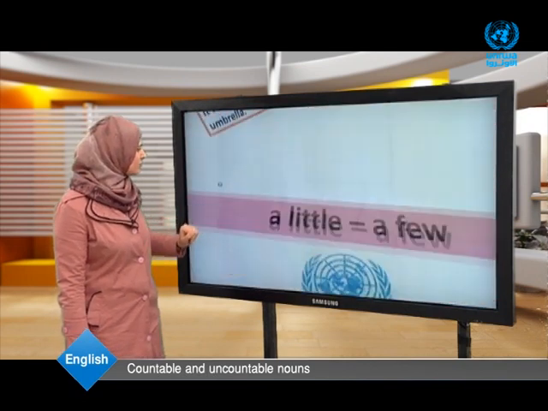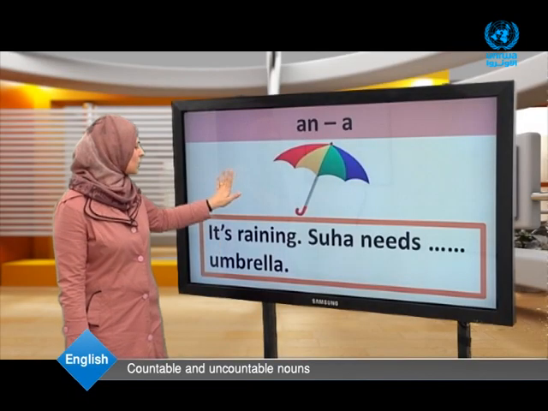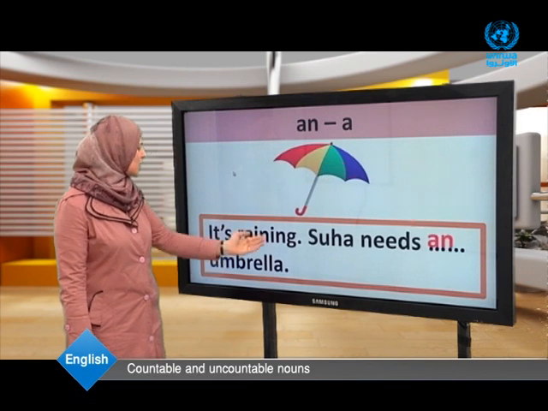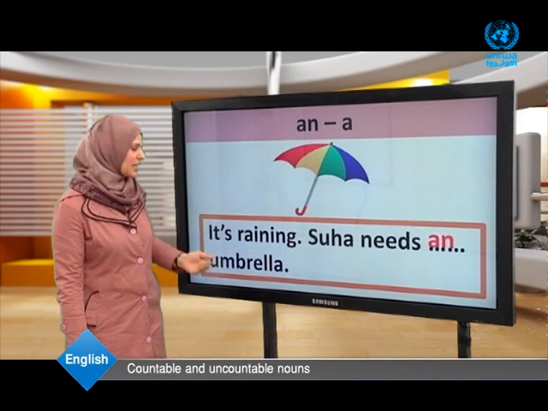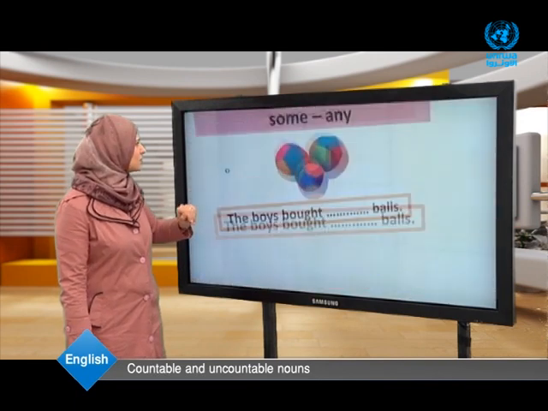Let's go on. It's raining. Soha needs an umbrella. An or a? The answer is: it's raining, Soha needs an umbrella.